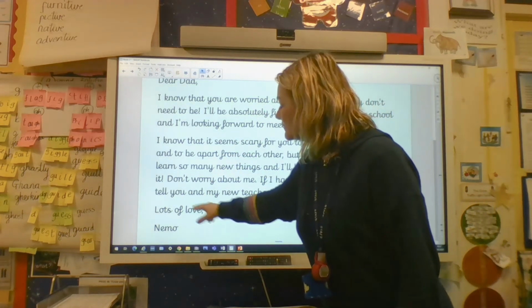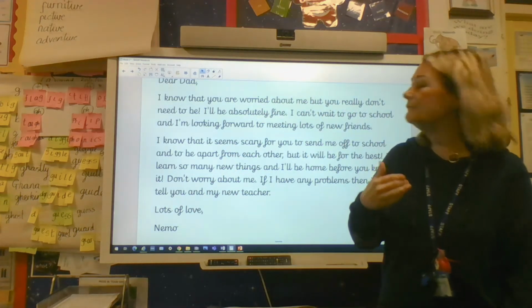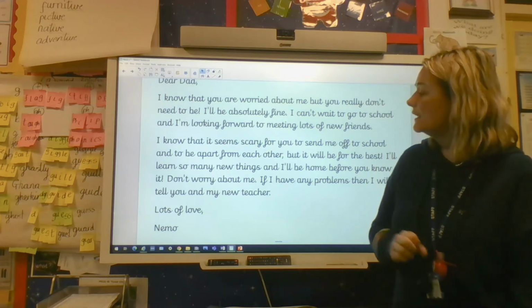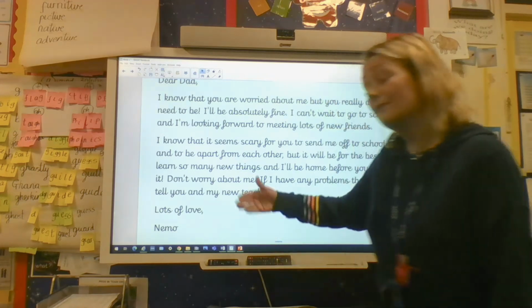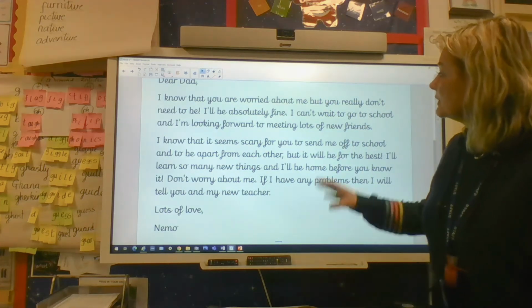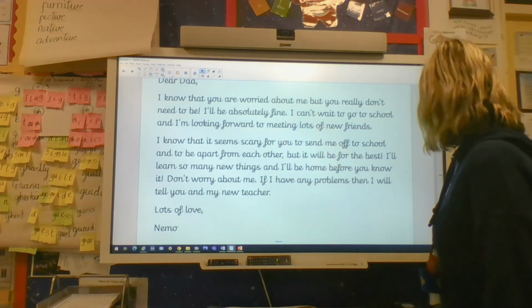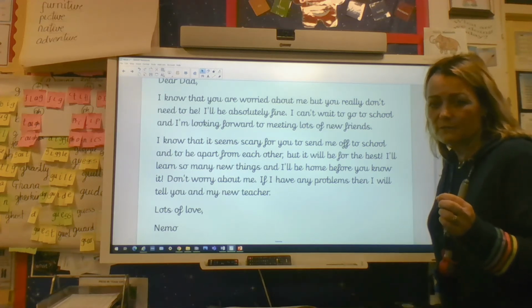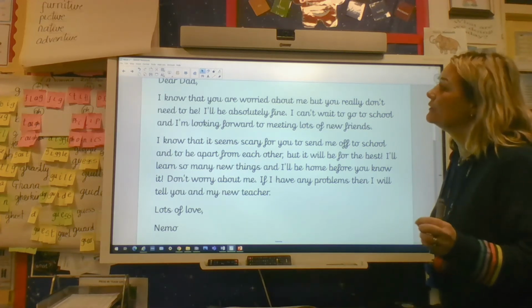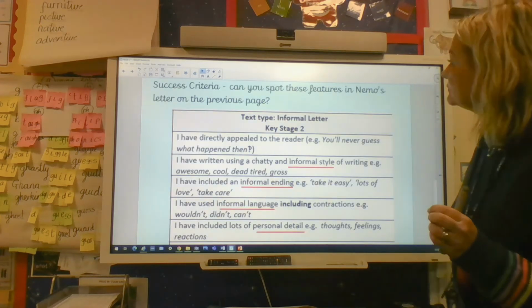Then we've got lots of love, or you might have love from or with love, depending on who you're writing to, and then your own name. So in this case, it's Nemo. So a lovely informal letter from Nemo to Dad, really summarising what you're going to be doing tomorrow, which is writing about Nemo's first day at school.